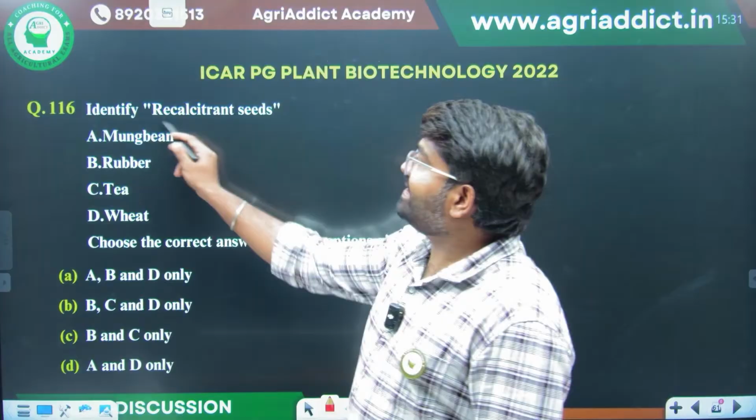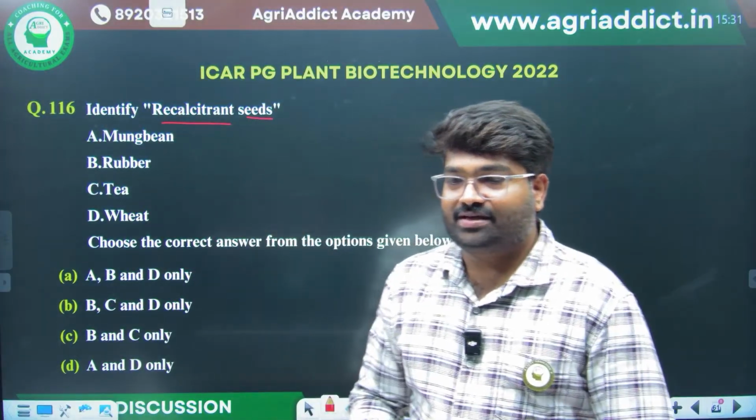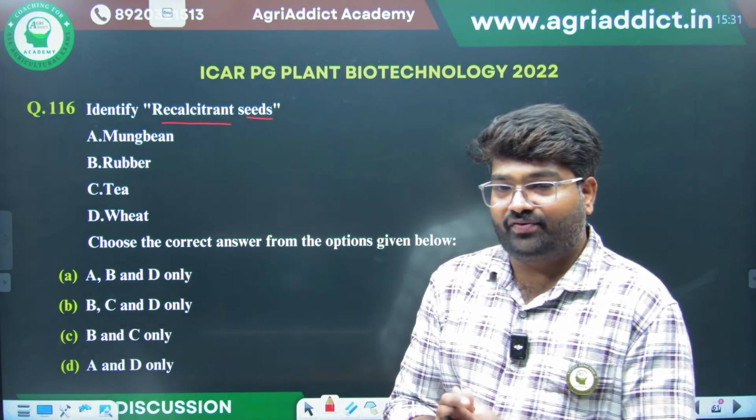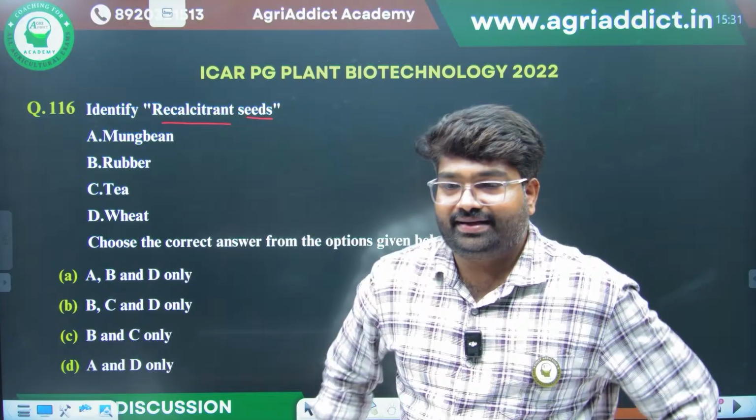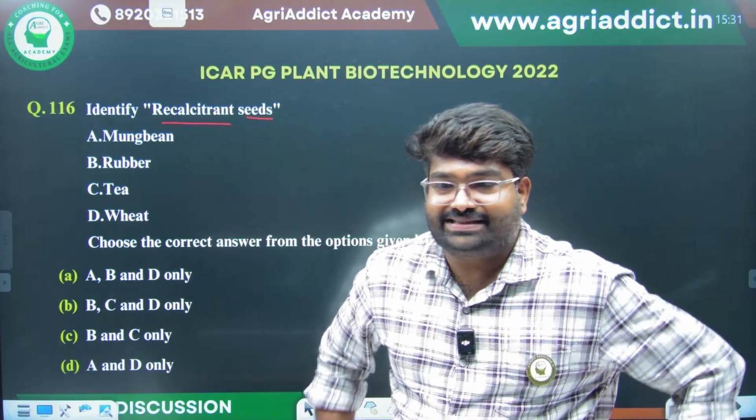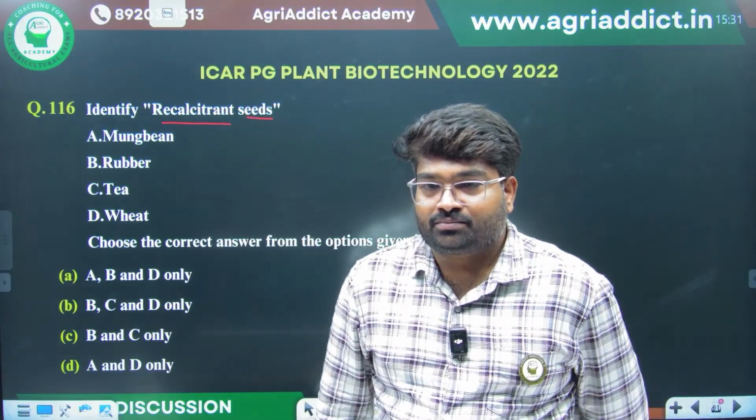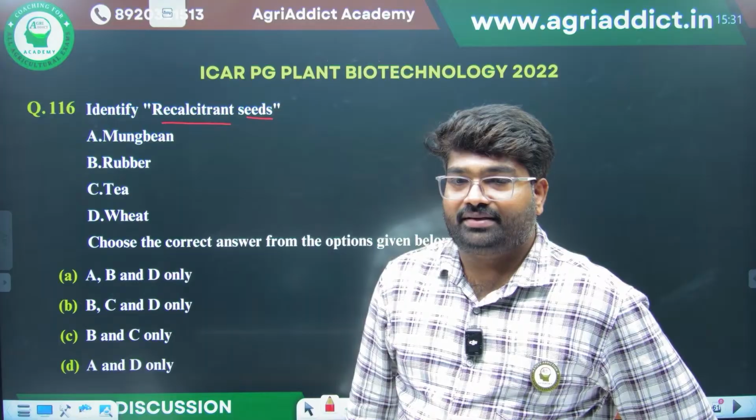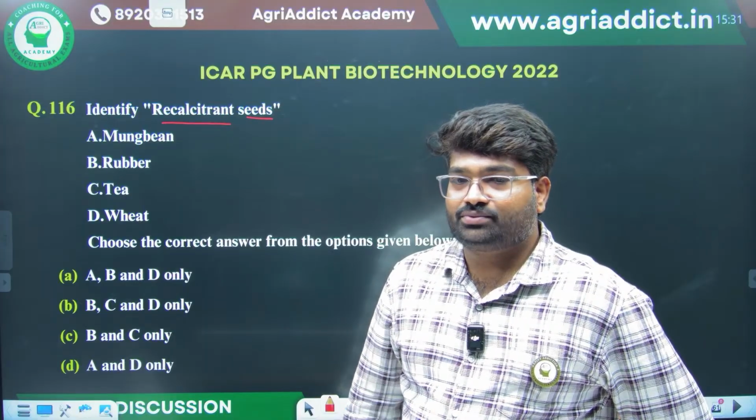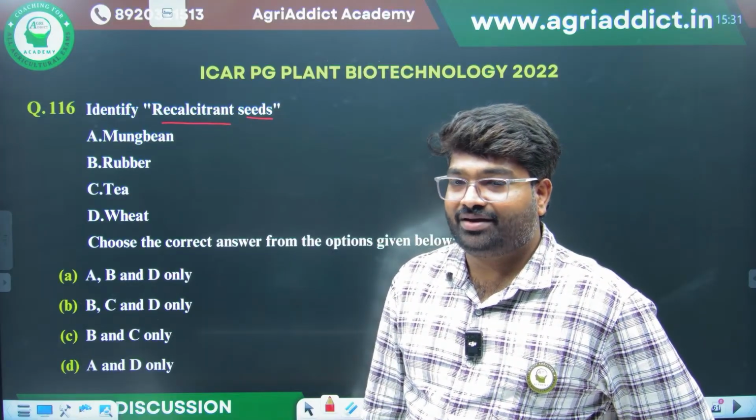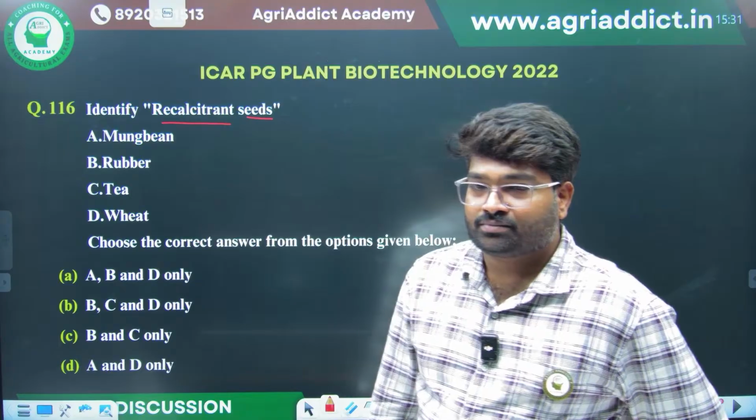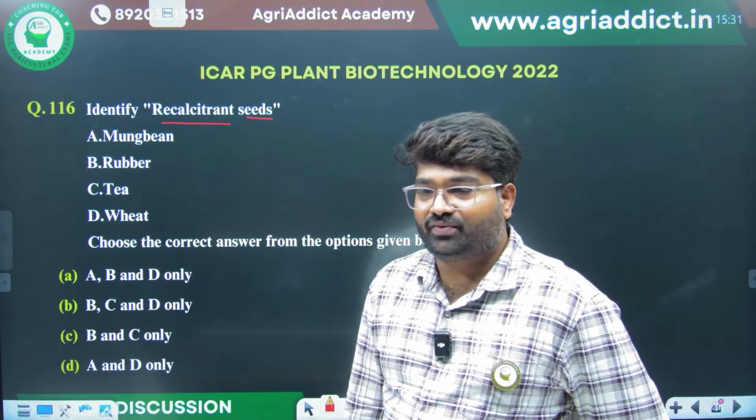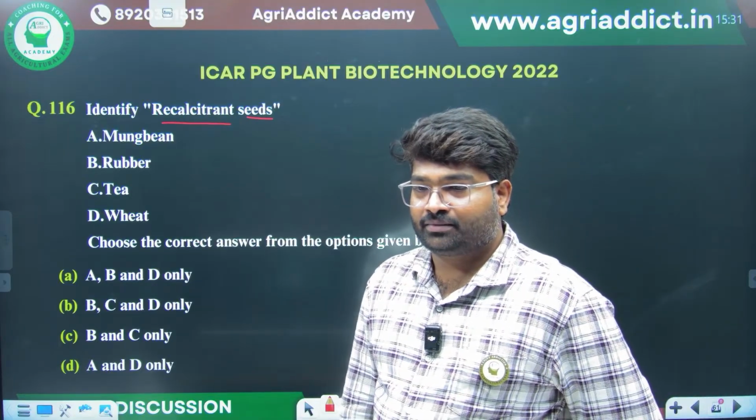Identify the recalcitrant seed. Every year they are asking one question. Example of recalcitrant seed. What will be the right answer? Recalcitrant seed: mung bean, rubber, tea, wheat. This is a simple question. We can easily eliminate the options and we can tell. Which is the example of recalcitrant seed?